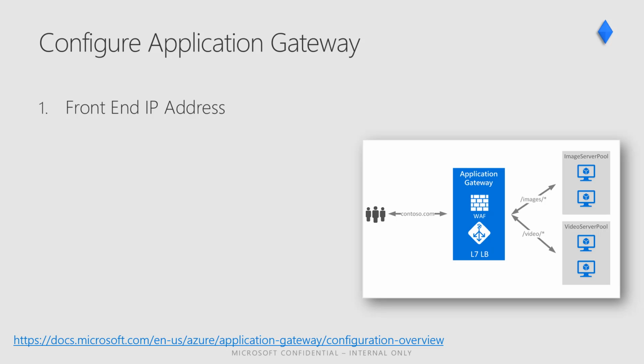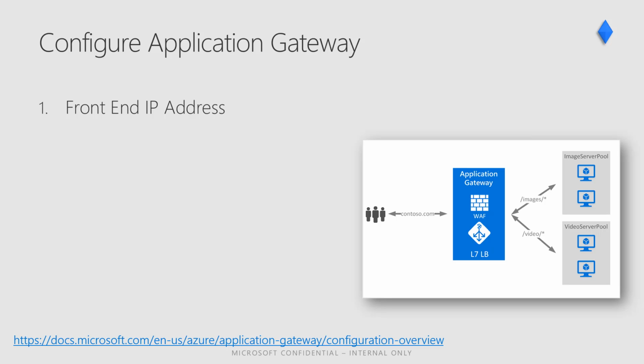So if /images is in the incoming URL, you can route traffic to a specific set of servers, known as a pool, configured for those images. If /video is in the URL, that traffic is routed to another pool that's optimized for videos. This type of routing is known as application layer or OSI layer 7 load balancing. Azure Application Gateway can do URL-based routing and more.